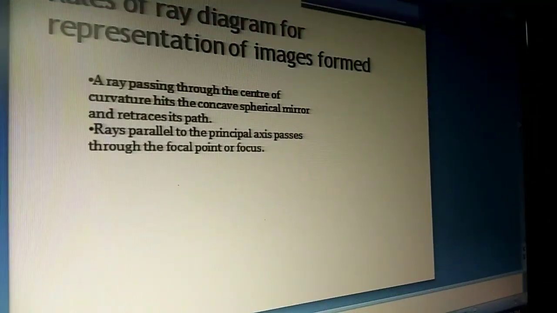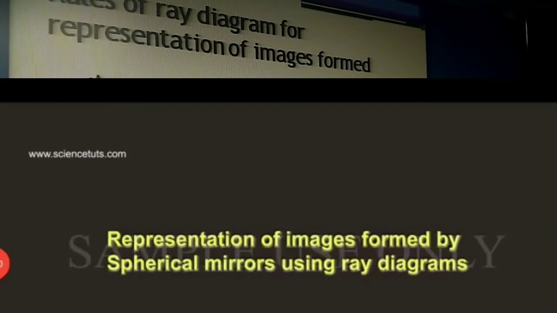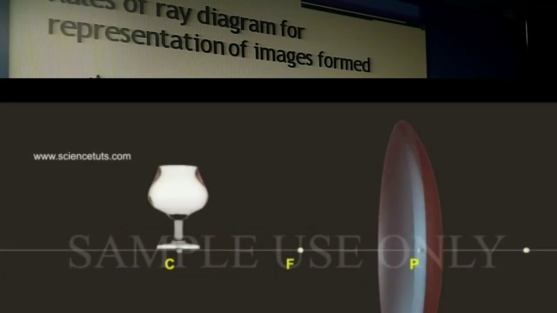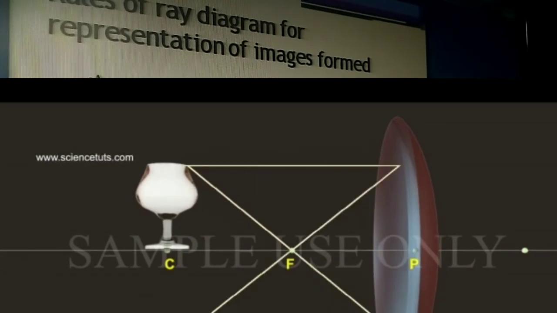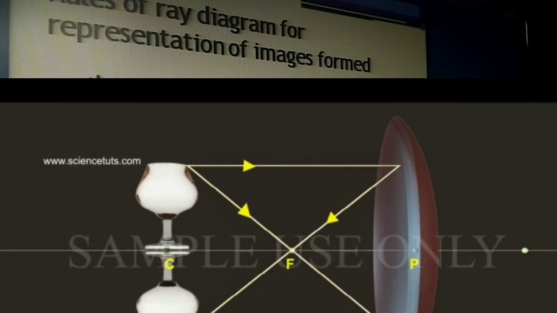On ray diagrams we mainly follow two rules. One is that a ray passing through the center of curvature of any type of mirror, whether concave or convex, retraces its path. That means it goes back along the same path and reflects back.